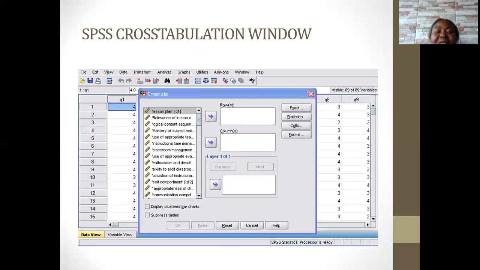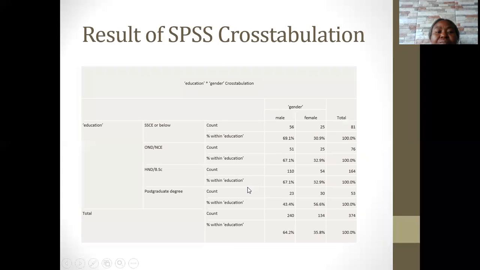This is an SPSS crosstabs window, which shows the opportunity to include rows and variables. You have the statistics and cell format where you can choose your options. You can also divide your cross-tabulations into layers. And this is the result of SPSS cross-tabulation.